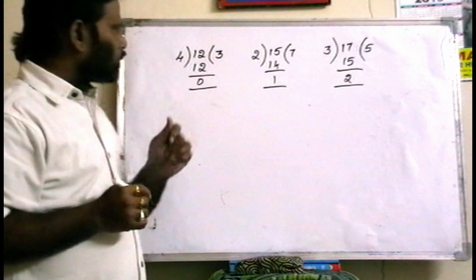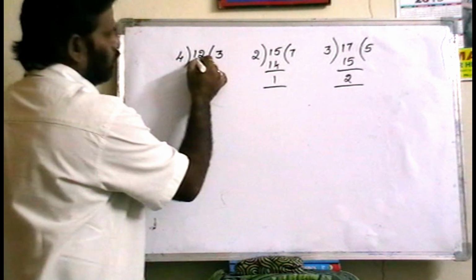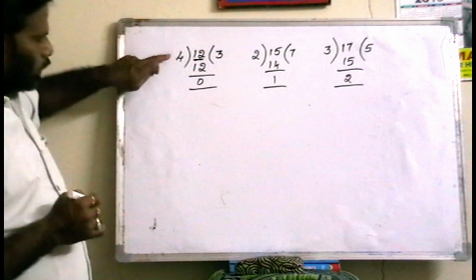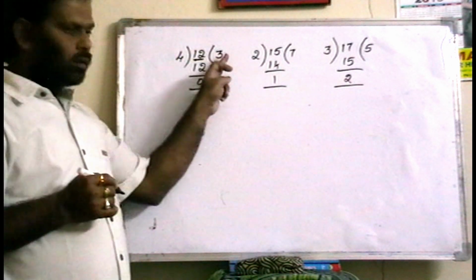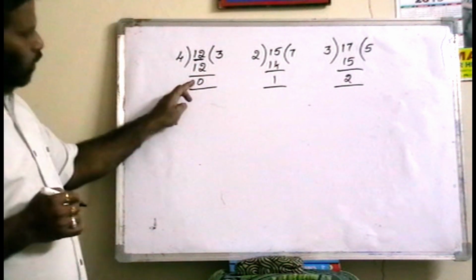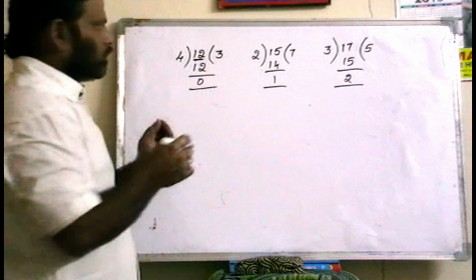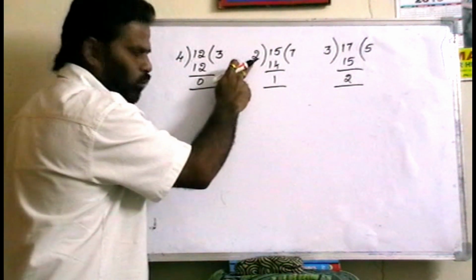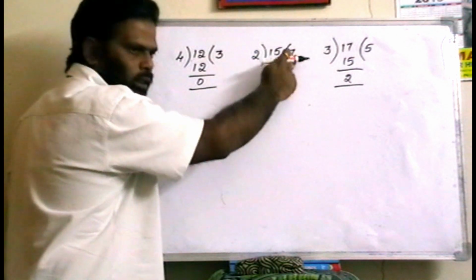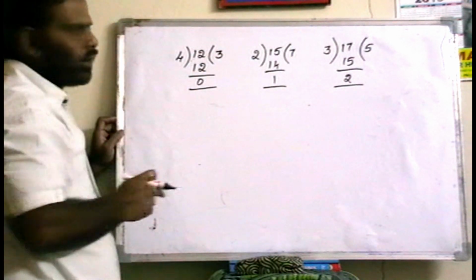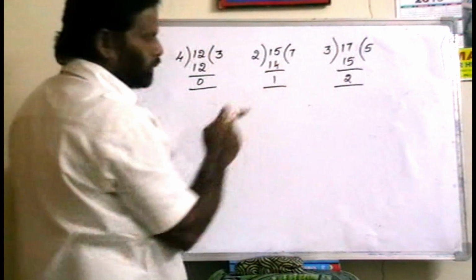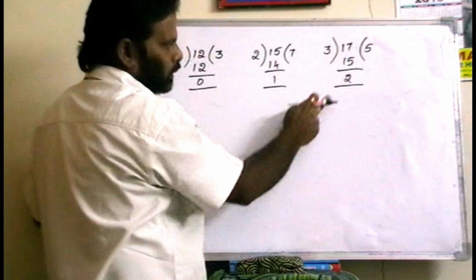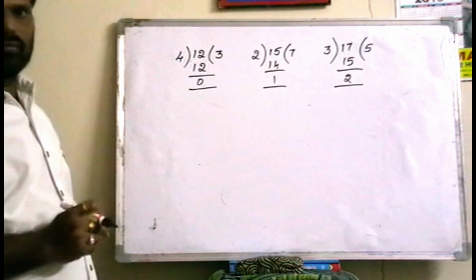In these divisions, here 12 is called the dividend, 4 is the divisor, 3 is the quotient, 0 is the remainder. In this division, 15 is the dividend, 2 is the divisor, 7 is the quotient, 1 is the remainder. Here in this division, 17 is the dividend, 3 is the divisor, 5 is the quotient, 2 is the remainder.